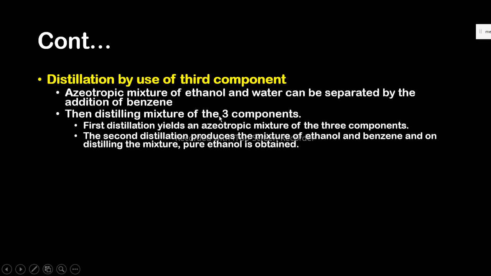Then you do fractional distillation of the mixture of the three components. So first distillation yields an azeotropic mixture of three components. Then the second distillation produces a mixture of ethanol and benzene. Then on distilling the mixture of benzene and ethanol, you shall form a pure ethanol solution or solvent.